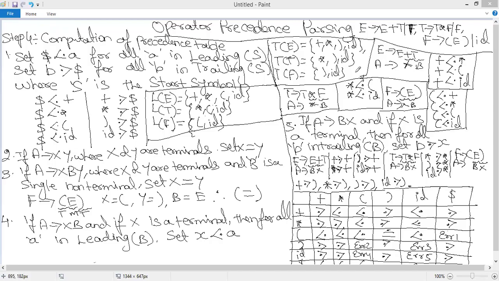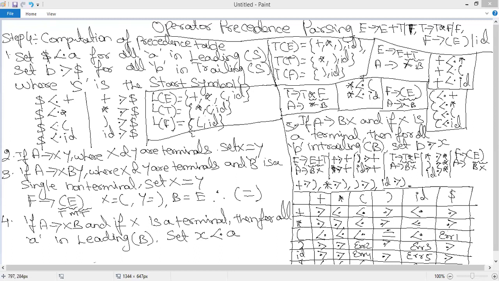Then what is the next production rule? F tends to open parenthesis E close parenthesis. So this also can be mentioned as A tends to XB. Here the first terminal, open parenthesis, is X and the second, the non-terminal, is B. So we have to identify leading of B, that is leading of E. Leading of E is plus, star, open parenthesis and ID. And what is X? That's a terminal. X is the open parenthesis here, that is mentioned on the left hand side. Okay. So now the fourth rule has been completed and we have evaluated the fourth rule for all our production rules.